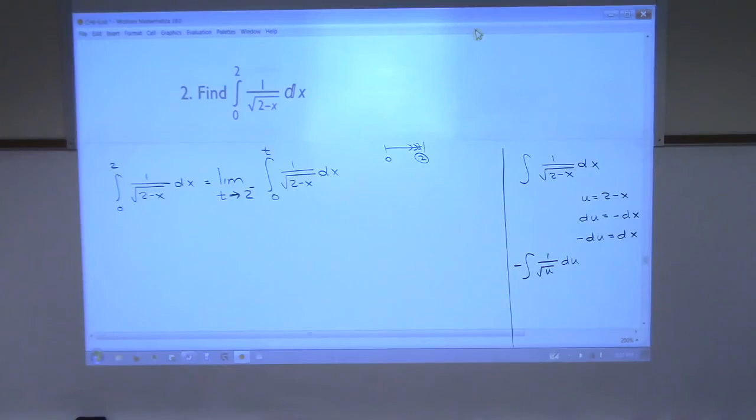Integral time. So I'm going to write this down. Integral 0 to 2, 1 over root 2 minus x dx, which I now convert to a limit. t is going to approach what? 2 from the left, so I use a little negative sign. And then I have the integral from 0 to t of the integrand. Okay, so that's our rewriting of things, right?